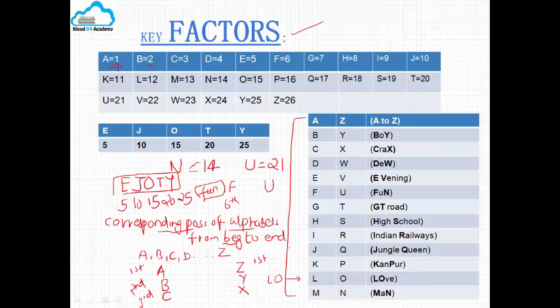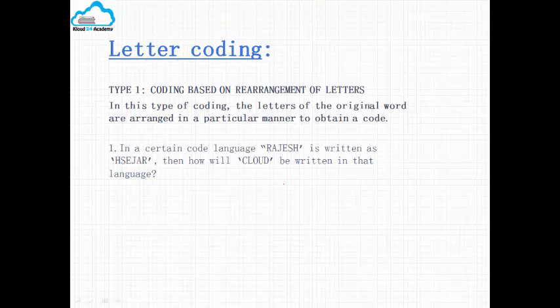Now let's look at the types of coding. First is letter coding. In type 1, coding is based on rearrangement of those letters or alphabets. In this type of coding, the letters of the original word are arranged in a particular manner. So letters are same. What is done here is rearrangement only.